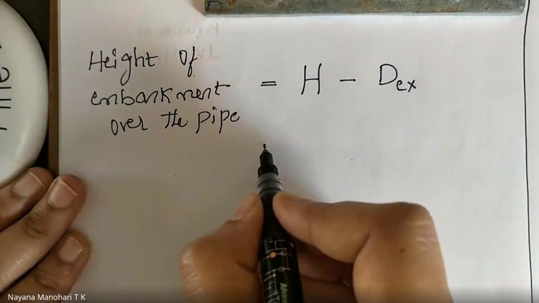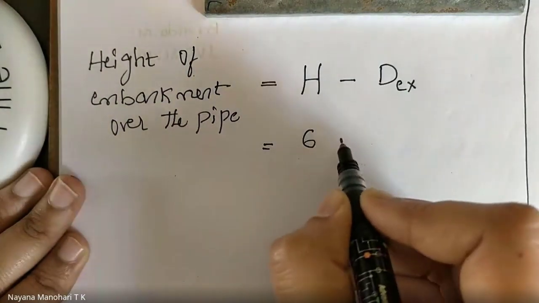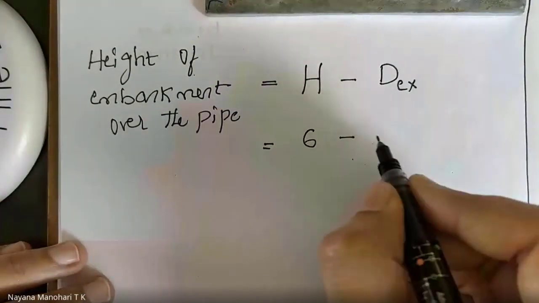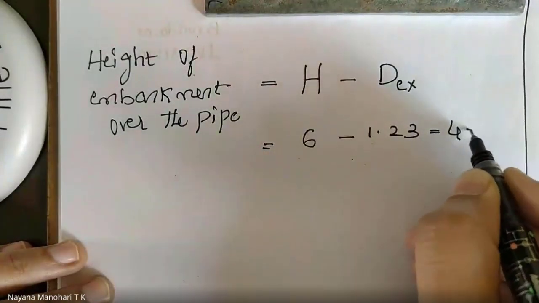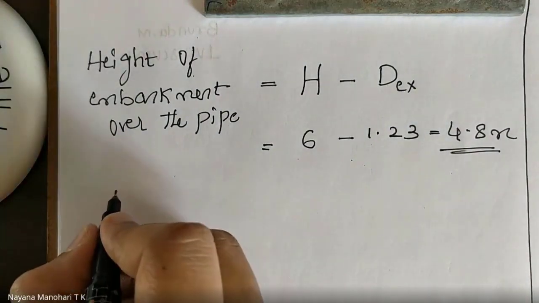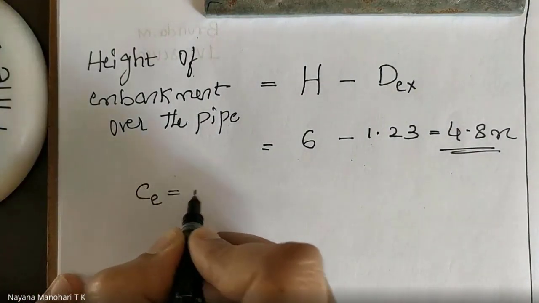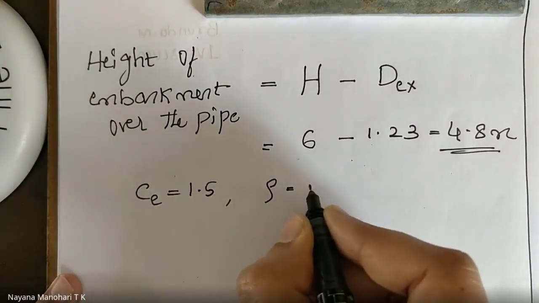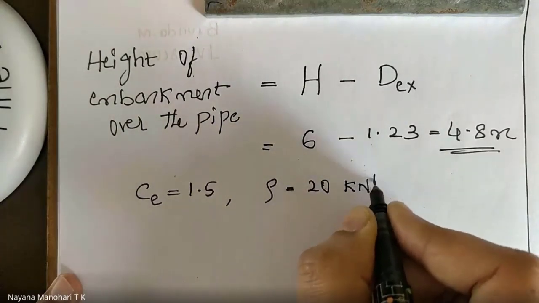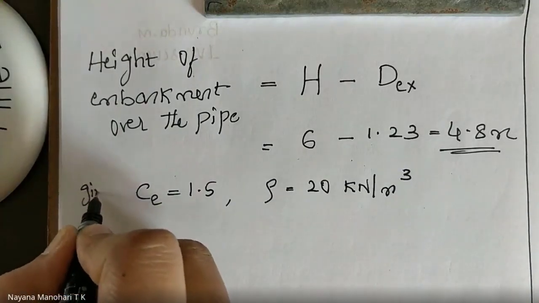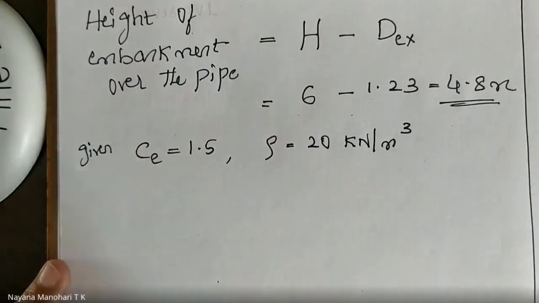What will be the total height of the embankment? It is 6 meter minus external diameter 1.23. You will get 4.8 meter. This is your height of the embankment over the pipe. In addition to that, the C value they have given is 1.5, and the density of that embankment they have given as 20 kilonewton per meter cube. It is given. Next you need to calculate what?